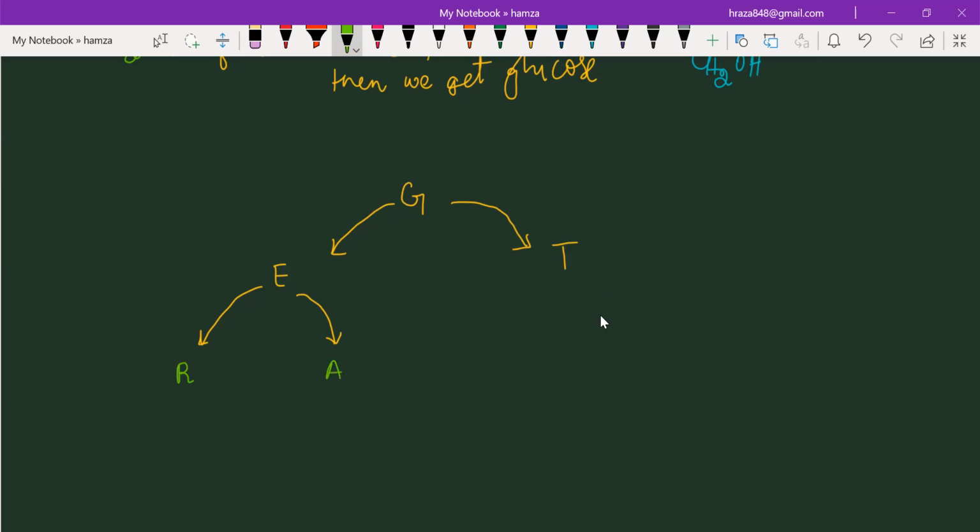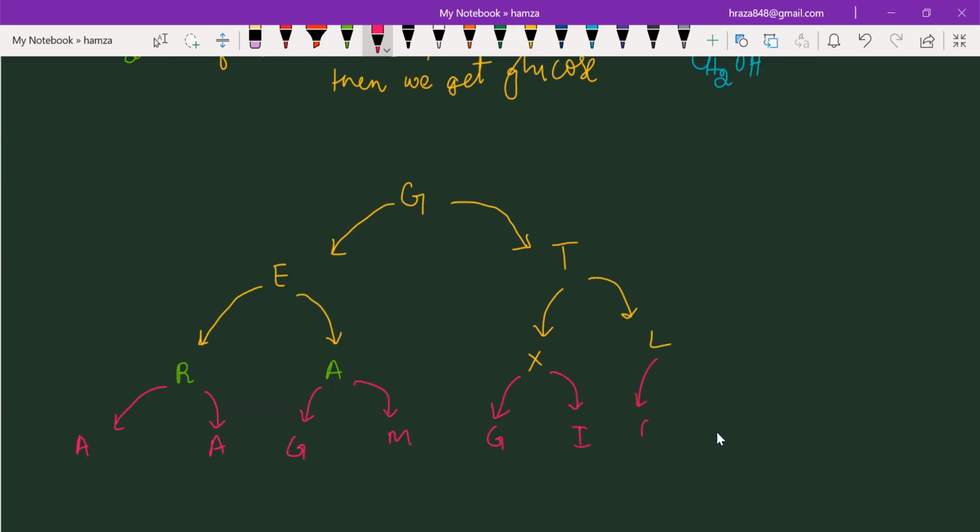Now again, this will have two parts. R will have two parts. A. And this A will have two parts. G and M. This X will have also two parts. G, I. This L will have two parts, G, T.